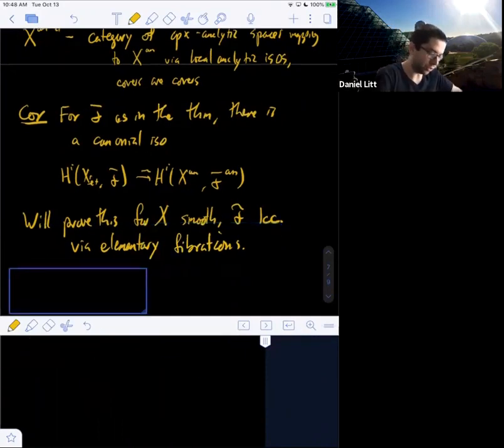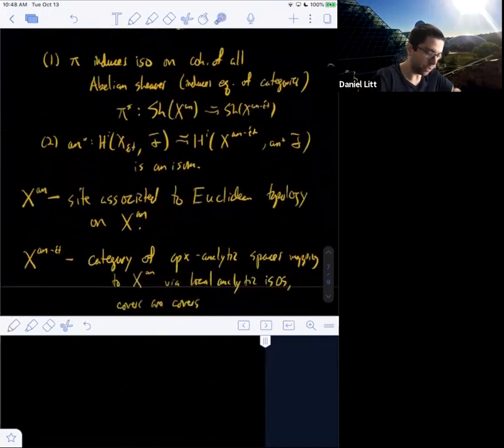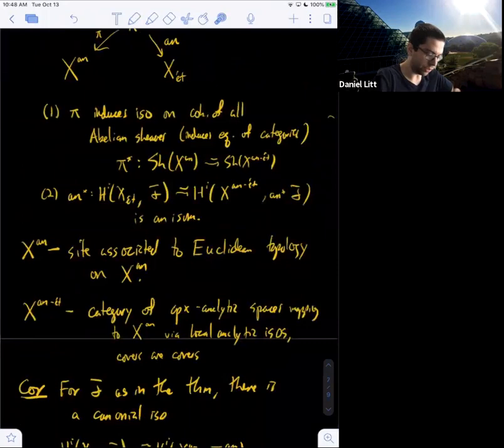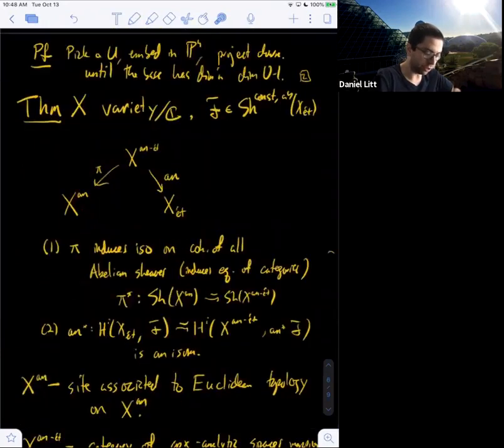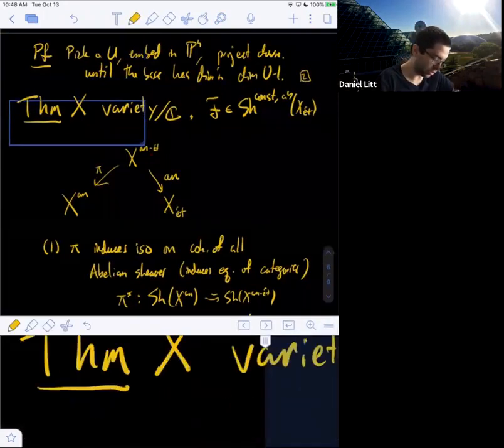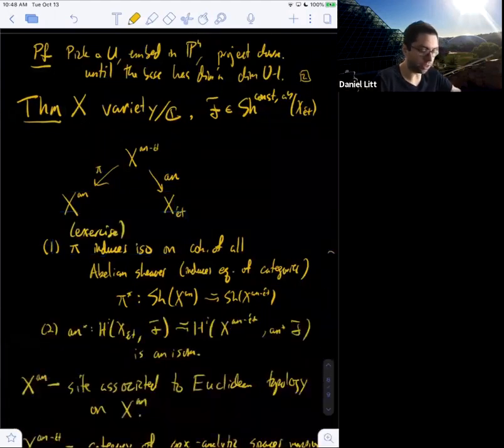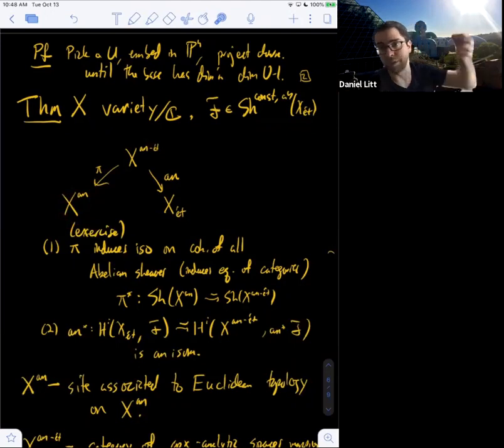What I will say is that there were two parts of the statement. One was that pi induces an equivalence of categories on the category of abelian sheaves, or even all sheaves of sets. I'm going to leave this to you as an exercise. This is a purely topological statement. The content of this is that if you have an analytic étale cover, you can refine it by objects that actually come from here, namely just covered by open balls. And that's not so hard.